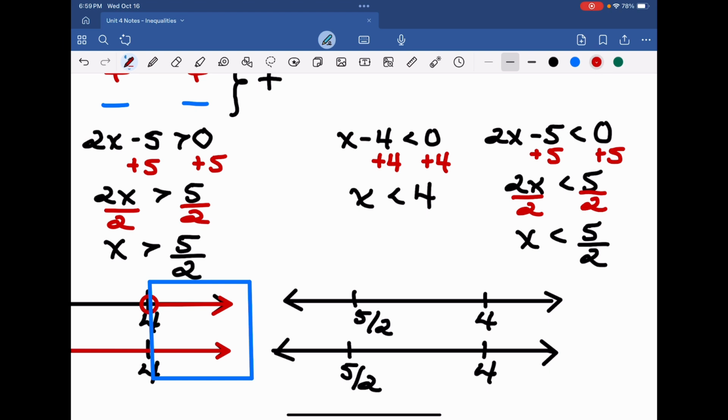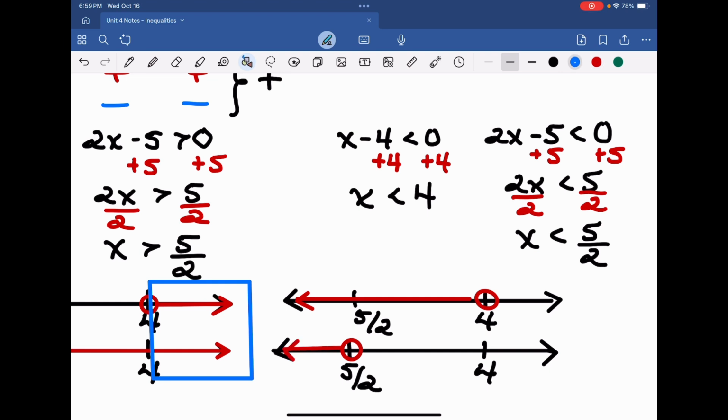Now, if x is less than this 4, then it has to be a hollow dot again, because it's not included, with an arrow that goes to the left. For my 5 over 2, it's also less than 5 over 2, so we want to draw an arrow to the left with a hollow point at 5 over 2.